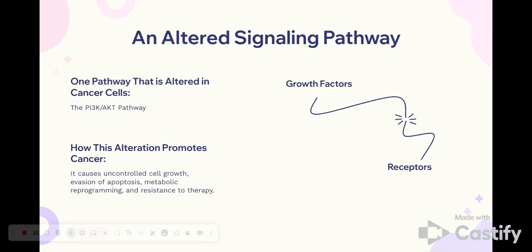Number 4, resistance to therapy. Persistent AKT signaling can make cancer cells less responsive to chemotherapy and radiation. Because of its central role in multiple cancer hallmarks, the PI3K/AKT pathway is a major target for cancer drugs, including PI3K inhibitors, AKT inhibitors, and mTOR inhibitors.